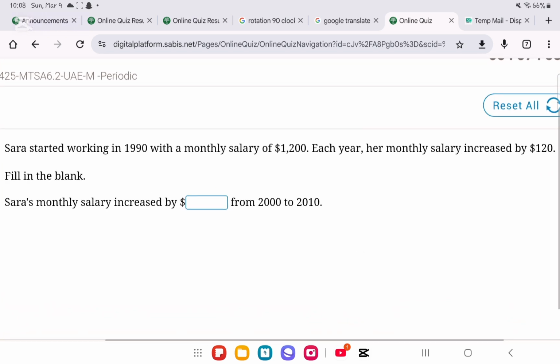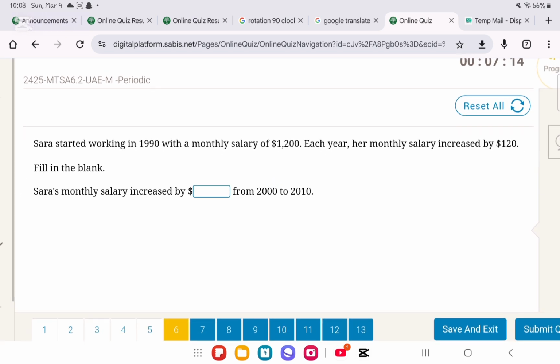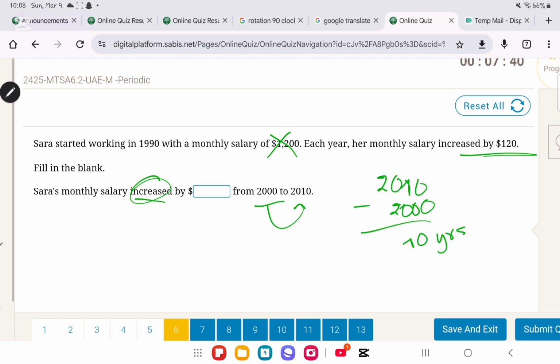In question number 6, they said, Sarah started working in 1990 with a monthly salary of 1,200. Each year, her monthly salary increased by $120. So they said Sarah's monthly salary increased, not how much it will become. So you need to find the increase, not how much it will become. From 2000 to 2010. I forgot how to read years. 2010. Okay, so subtract the years, 2010 minus 2000. You will get 10 years. So very simply, in 10 years, how much did her monthly salary increase?